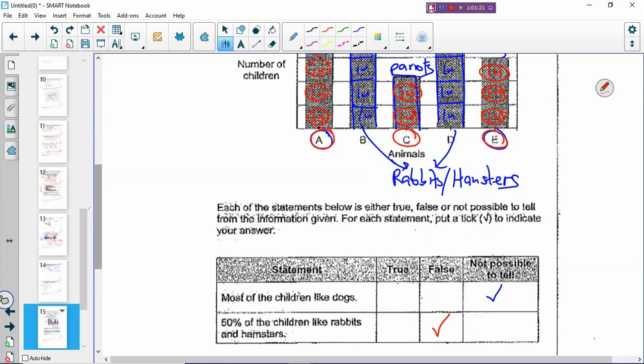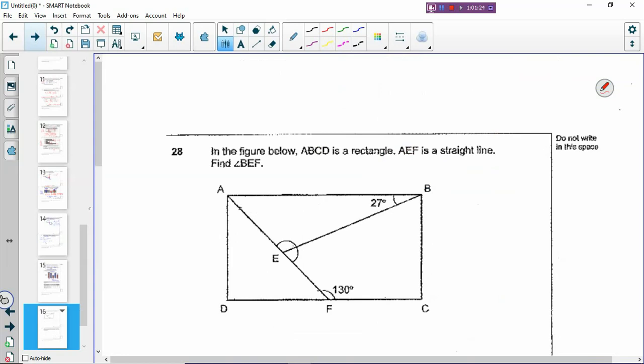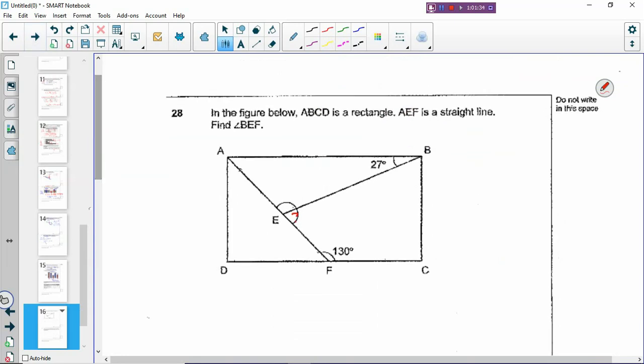Okay, let's go to question 28. In the figure below, ABCD is a rectangle, find BEF. So you will need to mark out the question mark over here. And then don't care about the question mark, look for easy angle. What do you know about rectangles? There are right angles at the corners, and this angle will be 50. And then this angle here will be 40. Alright? And how do you get 40? Sum of angles in a triangle, minus 90, minus 50, and you get 40.